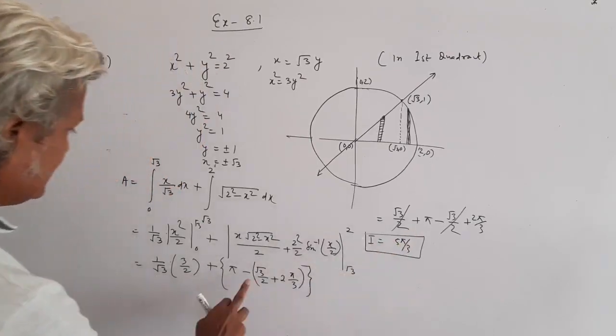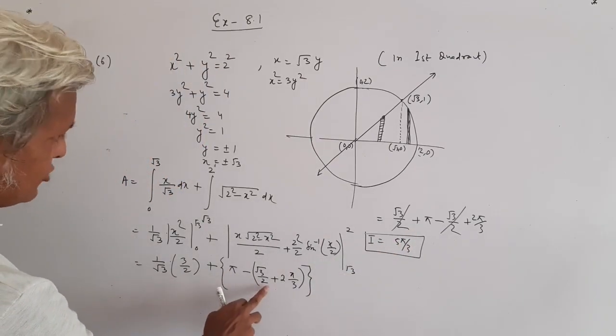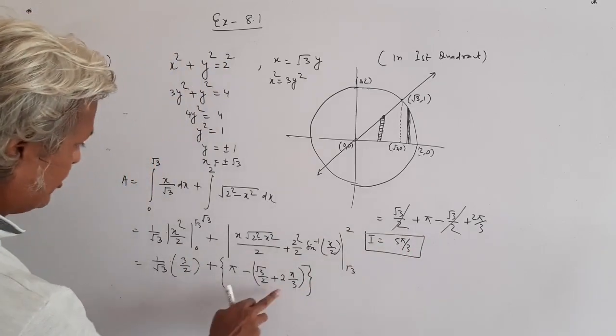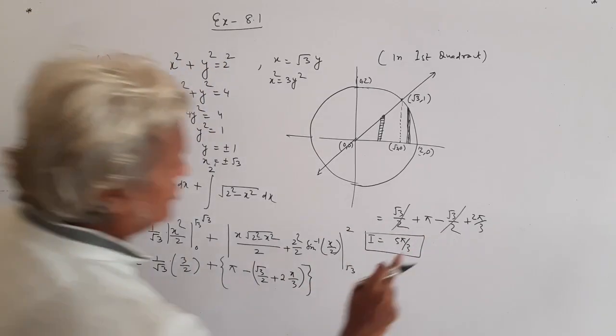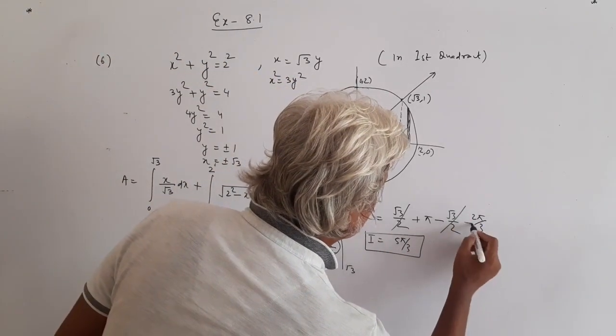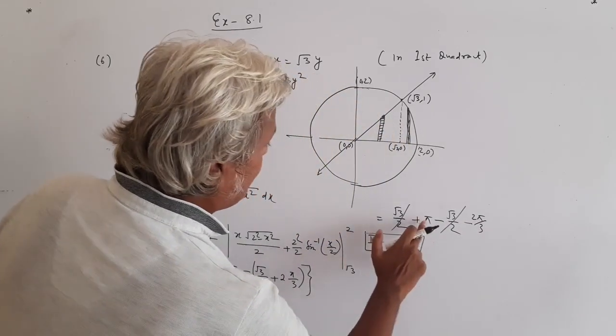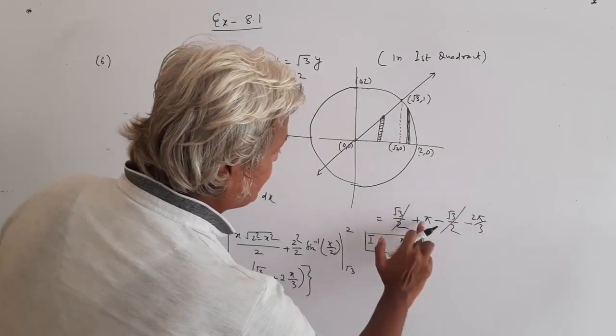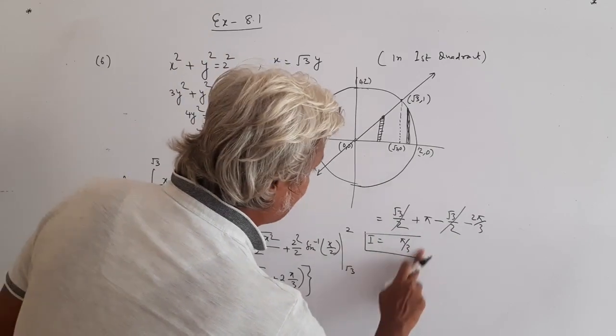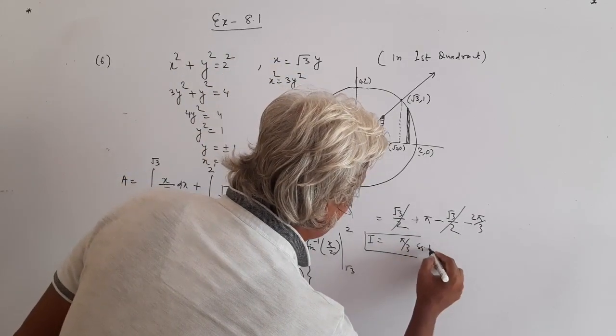Okay, now let me check this part. This is pi minus root 3 by 2 minus root 3 by 2. Oh, sorry, this is also negative. So this is minus. So you will get pi minus 2 pi by 3, that is 3 pi minus 2 pi, that is pi by 3. And then you write square units.